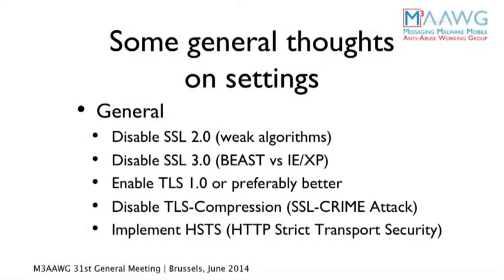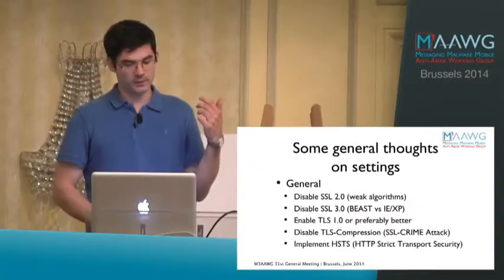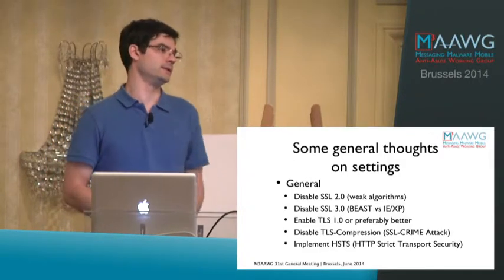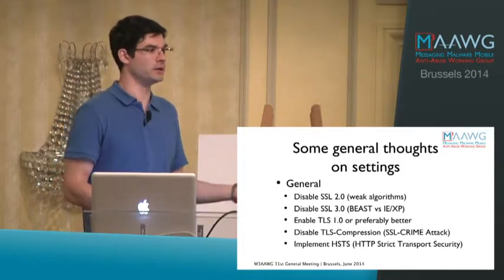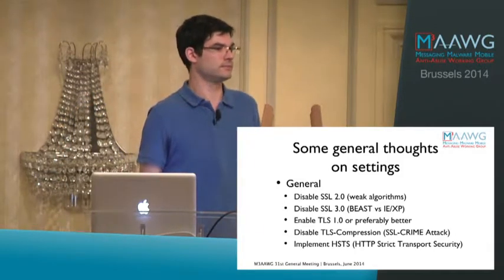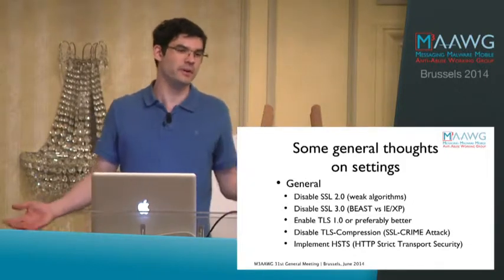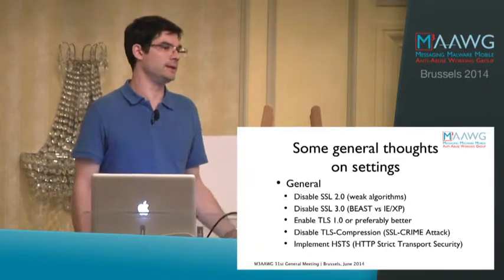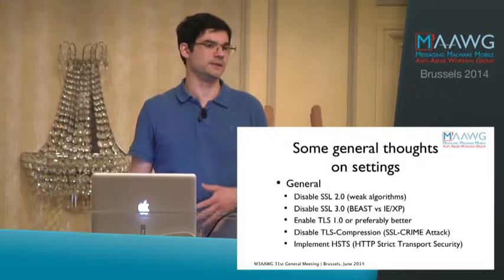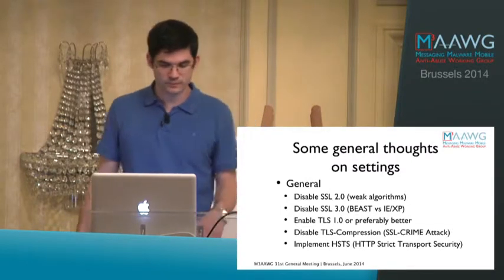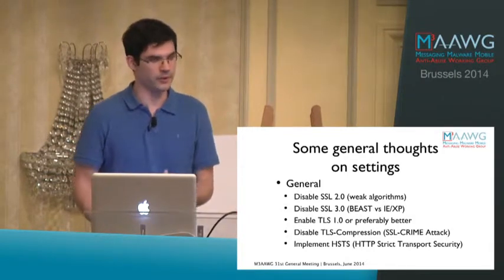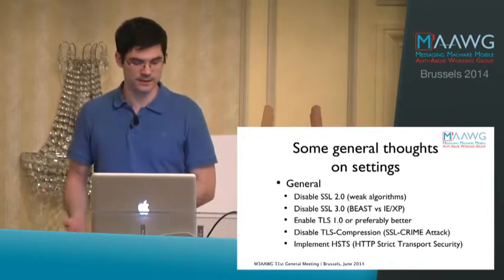Some things we do: we always disable SSL version 2 due to weak algorithms there. We always disable SSL version 3 due to the BEAST attack. We lose Windows XP by doing that, but as Windows XP is end of support, you should not really take care of it, though some people need to, so it has a cost. We recommend using TLS 1.0, and you will see that in cipher suite A we use TLS 1.2, which is the latest and best version of TLS. We disable TLS compression due to the CRIME attack. So it's not insecure, but it's a vector of attack, so we disable compression.